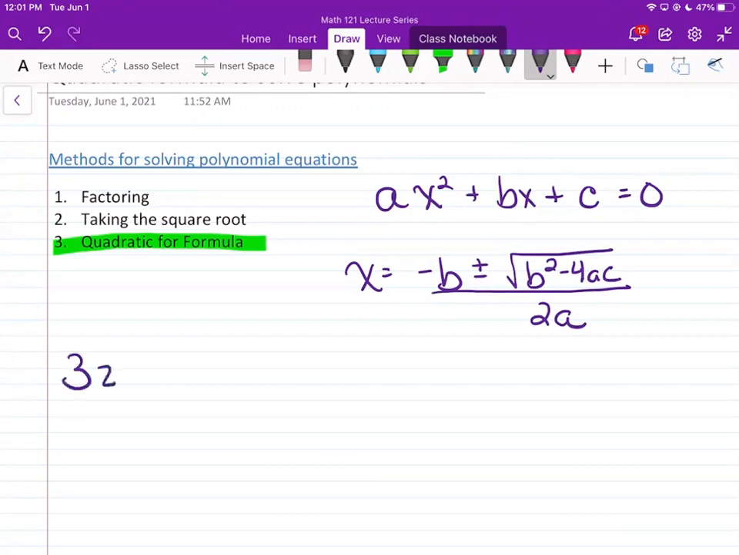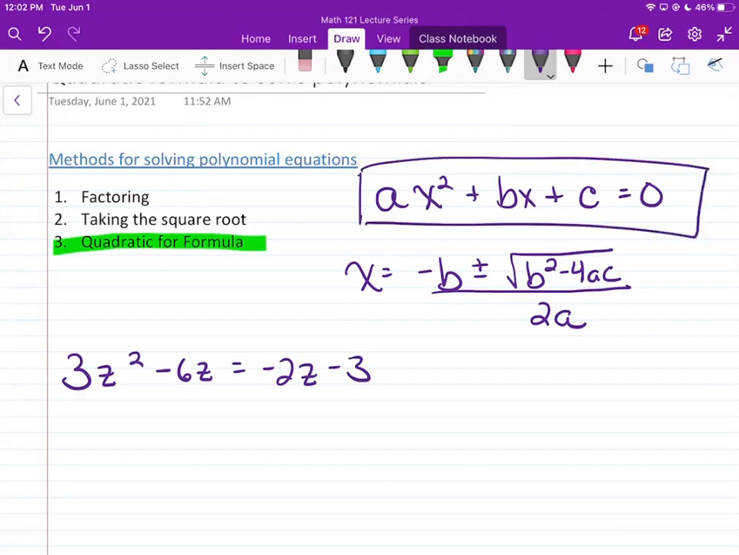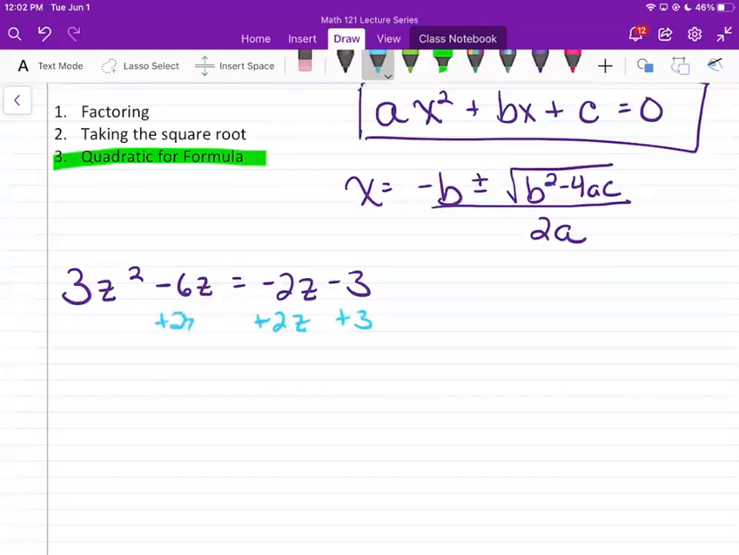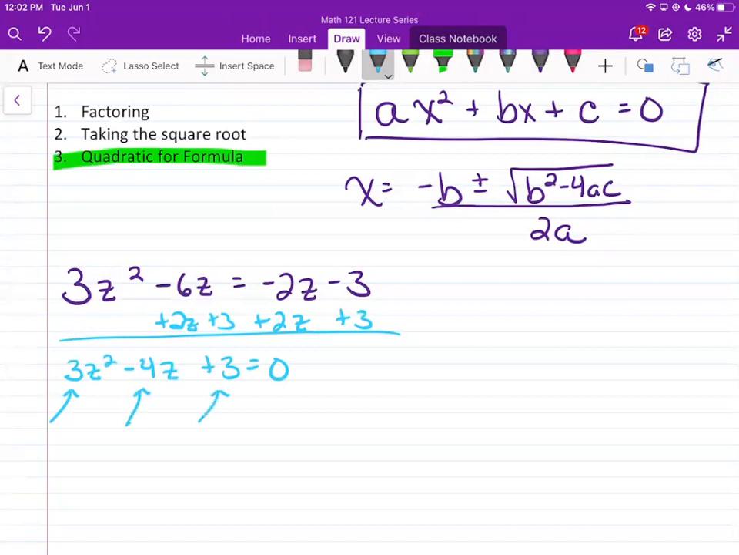If I have 3z squared minus 6z equals negative 2z minus 3, I first need to get it in this form so everything's on one side. Rearranging and moving my 2z over and my 3, I end up with 3z squared minus 4z plus 3 equals 0. And now I have my a, my b, and my c.